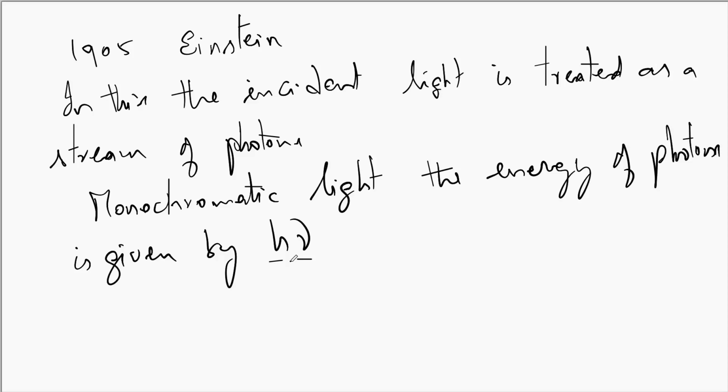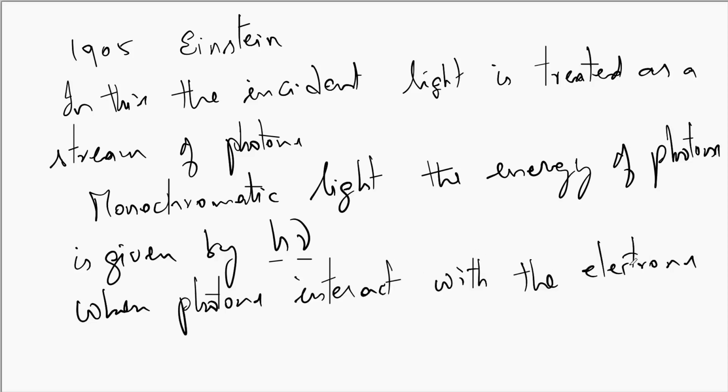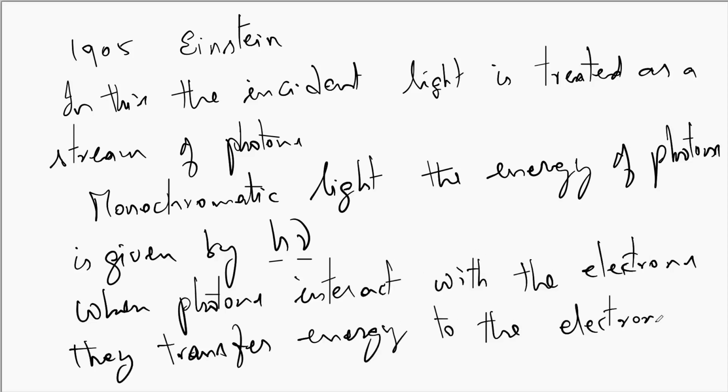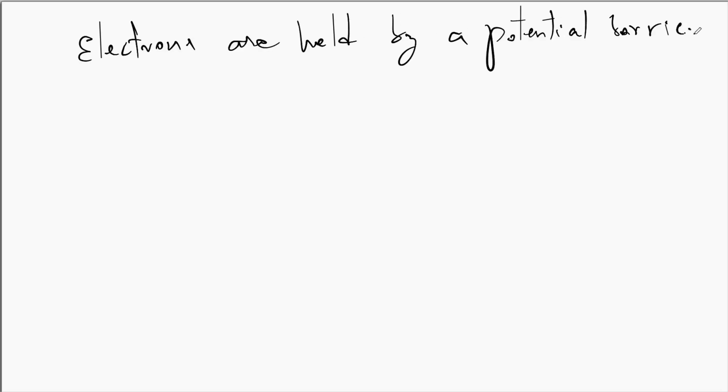However, the electrons are held within the metal by a potential barrier. So when photons interact with the electrons, they transfer energy to the electrons. This process of energy transfer leads to the liberation of the electrons from the metal piece. However, the electrons are held within the metal by a potential barrier at the surface. Therefore, in order to observe the photoelectric effect, an electron should have enough energy to overcome the potential barrier at the surface. Therefore, it requires an input energy equal to the work function W0.